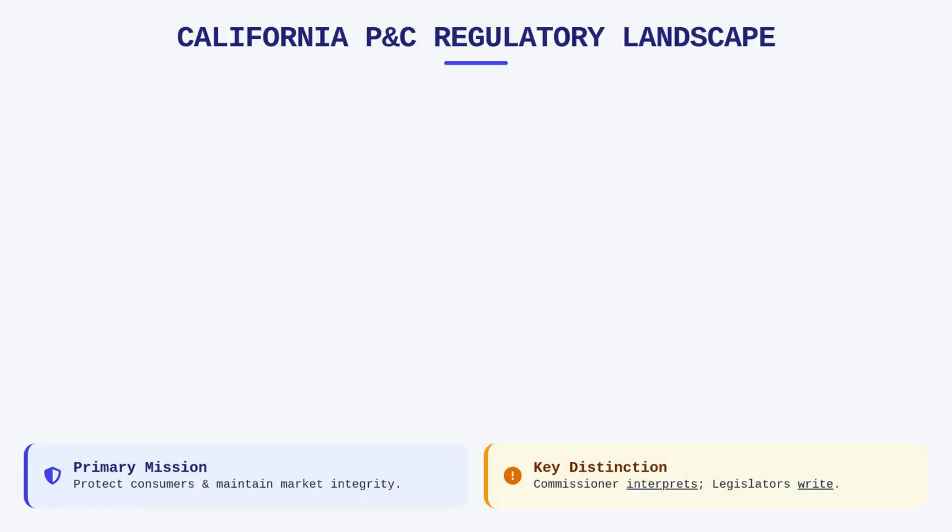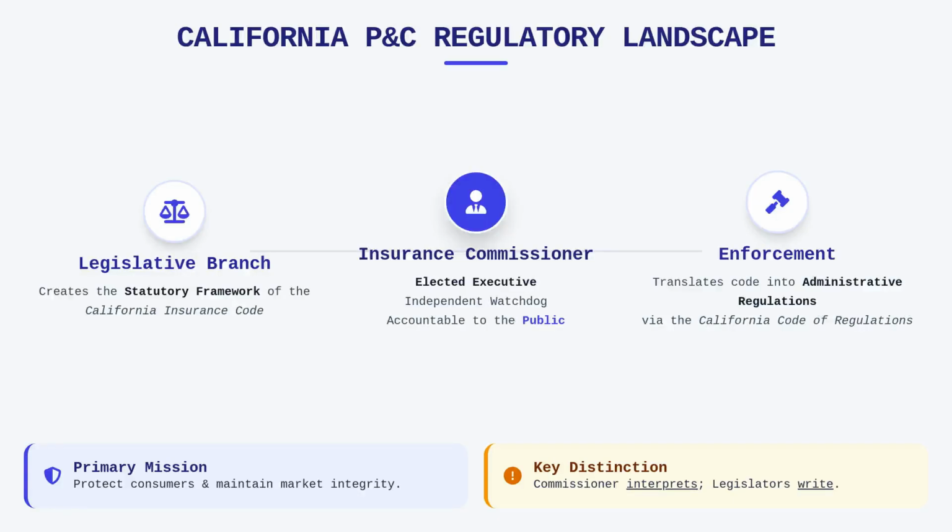It is a common misconception that the commissioner writes the laws. The legislative branch creates the statutory framework of the code, and the commissioner interprets and enforces it through administrative regulations. These regulations are compiled in the California Code of Regulations and carry the full force of law, ensuring that statutory code is translated into clear, actionable rules for insurers and production agents alike.